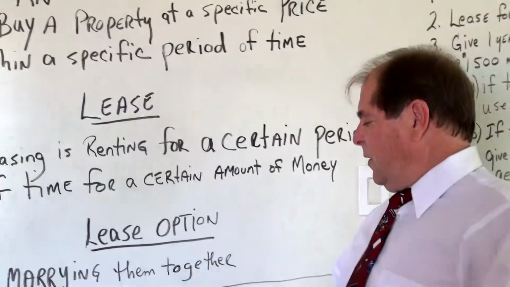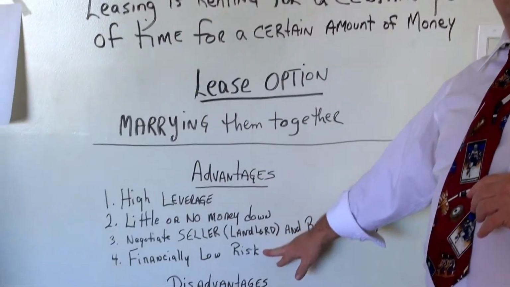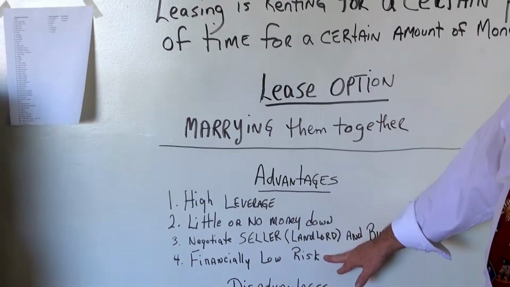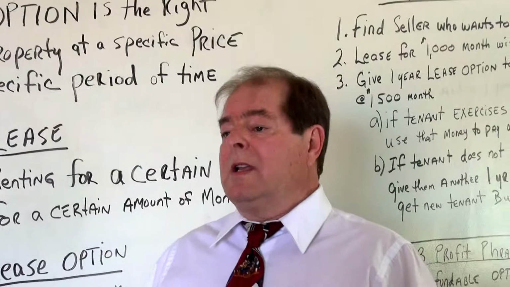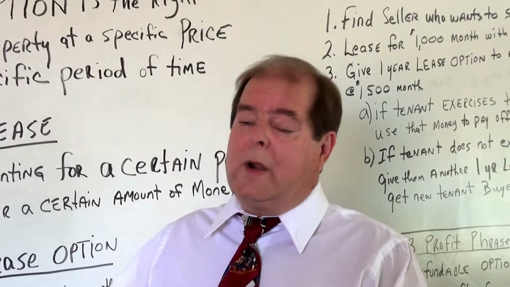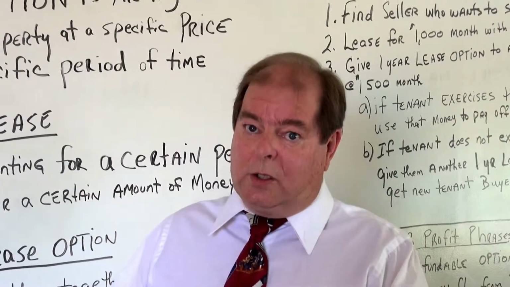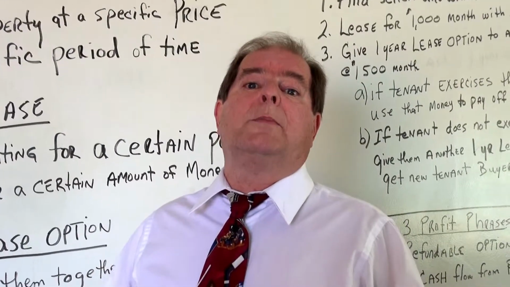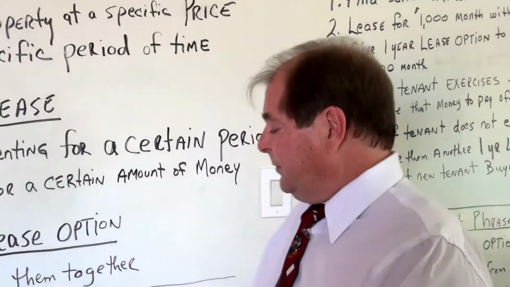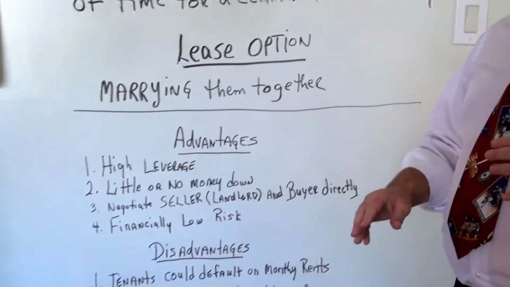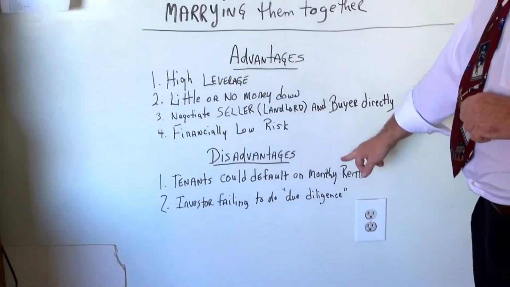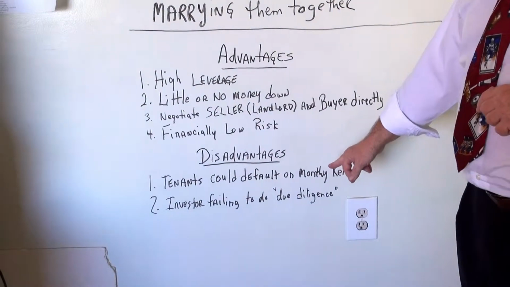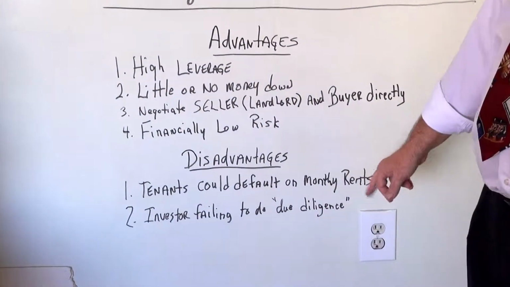Okay. Also, financially low risk. How is it financially low risk? Well, we're only putting up 1% of the money for the option consideration. So the most we can lose if we don't exercise our option, we do lose it, but the most we can lose is 1%. That's what we put up. Okay. Now, are there disadvantages to this? Yes, there are. Number one disadvantage is the tenant could default on the monthly rents.